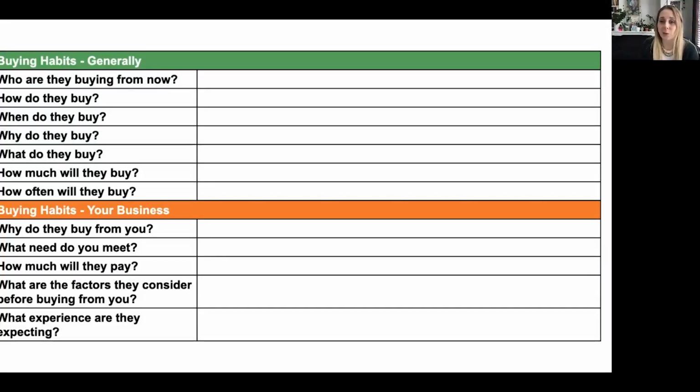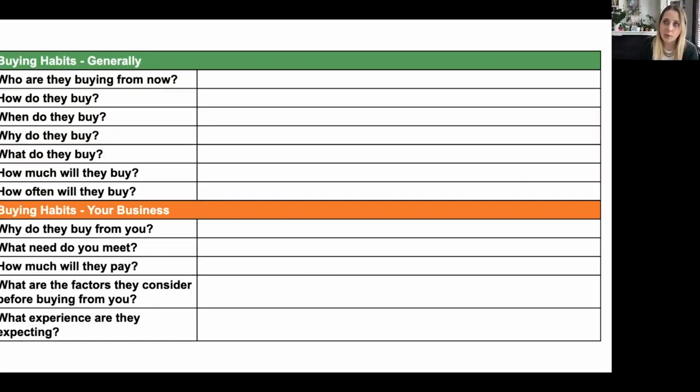When do they buy? So is this a recurring purchase? Is this a weekend purchase? Is it happening more so throughout the week? If you're a food spot and you have lunch items and dinner items, are you selling as many lunch items on the weekend as you are during the week when people are at work? Why do they buy? So what are their motivations for buying the products that you sell or the services that you sell with your competitors or within your industry?